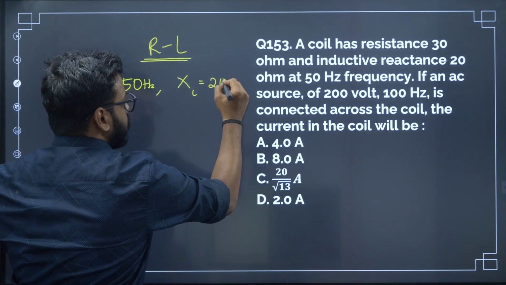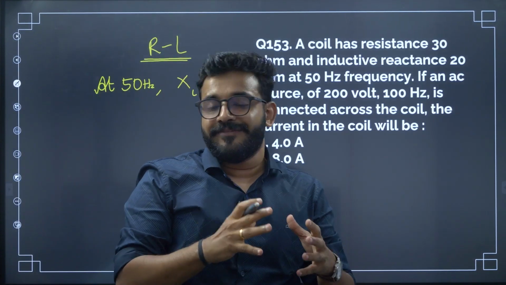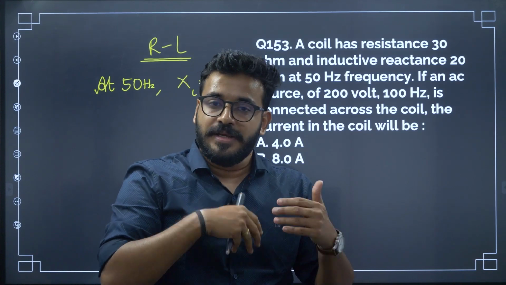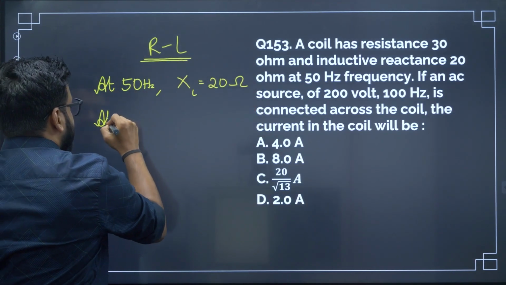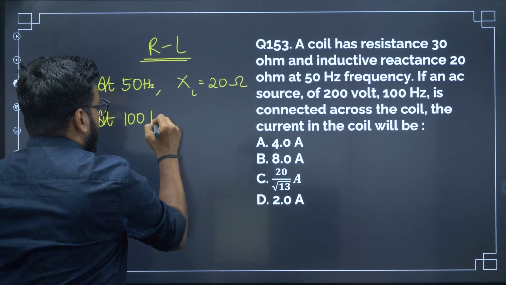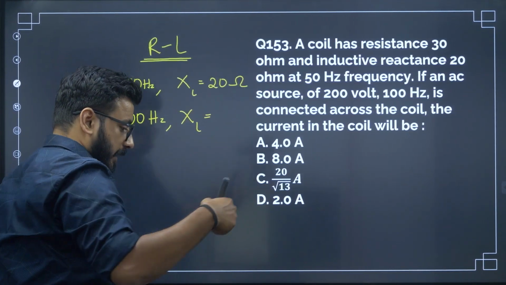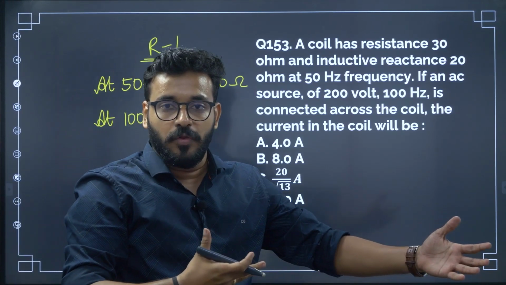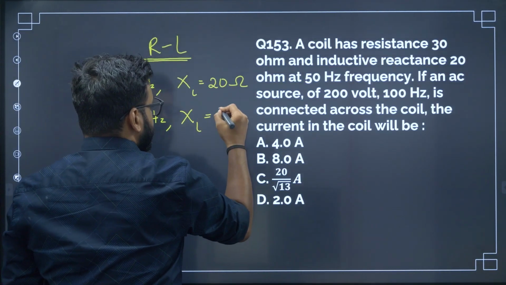20 ohms. Now it is logical. Inductive reactance and capacitive reactance are heavily dependent on the frequency. So as the frequency changes, the reactance also changes. So in the next case, when the frequency is doubled, the inductive reactance, which is directly dependent on the angular frequency, also doubles into 40 ohms.